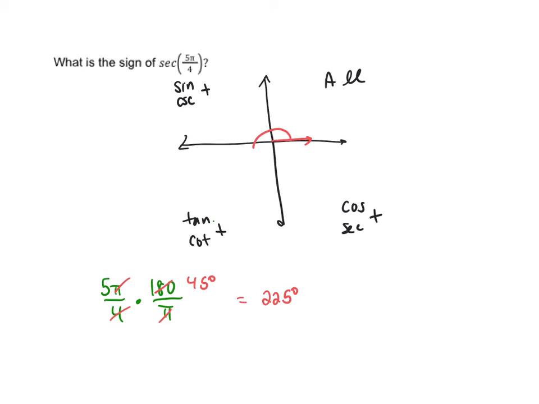225, here's 180. Well, we know this is 270 down here, so we don't quite get there, and this is 180. So it's between 180 and 270, so it's in quadrant 3. And only tangent and cotangent are positive, so the secant must be negative. So right now I don't really know what it is, but I know secant of 5 pi over 4 radians is negative something.